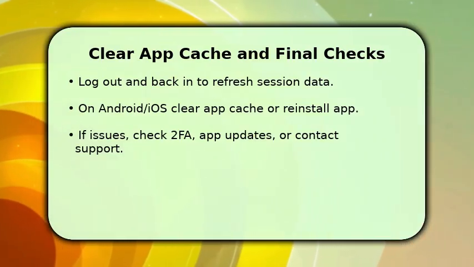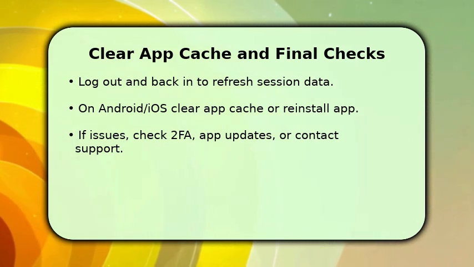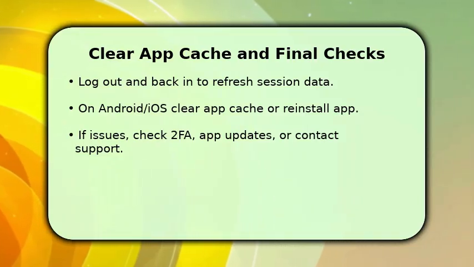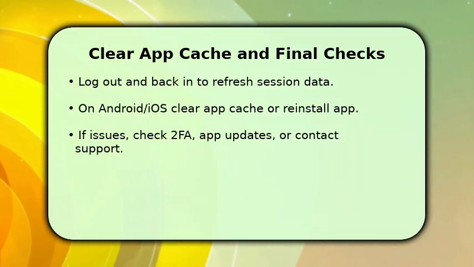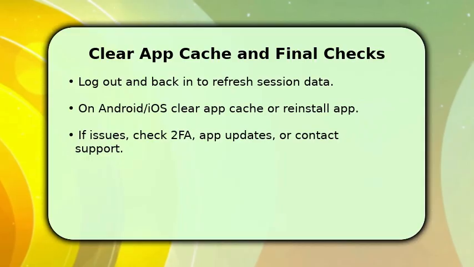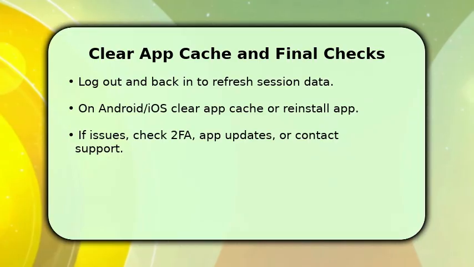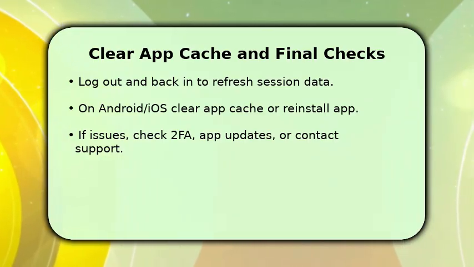On Android, clear the app cache, or on iOS, reinstall the app if entries persist locally. Make sure the app is updated and that two-factor authentication isn't blocking changes. If something goes wrong, errors, items reappearing, or access problems, double-check 2FA, update the app, then contact Instagram support as a troubleshooting step.